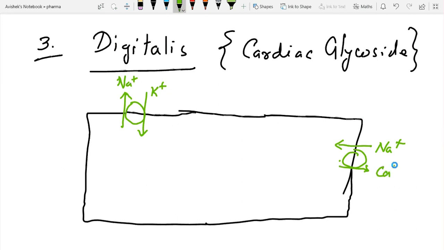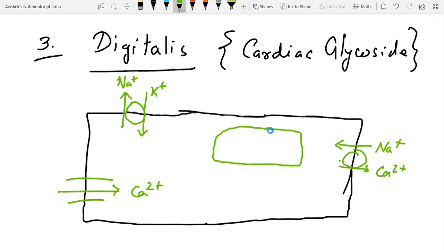Sodium and calcium. They will bring sodium in and put calcium out. And there is one more special pump which brings only calcium in. In the sarcoplasmic reticulum, there is a pump called SERCA, which is the sarcoplasmic endoplasmic reticulum calcium ATPase.